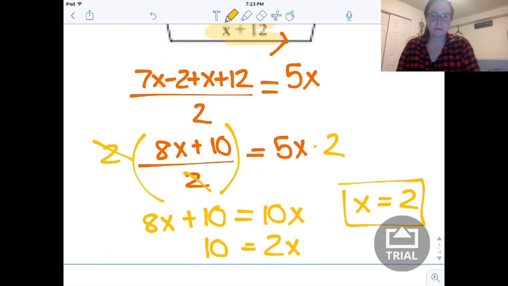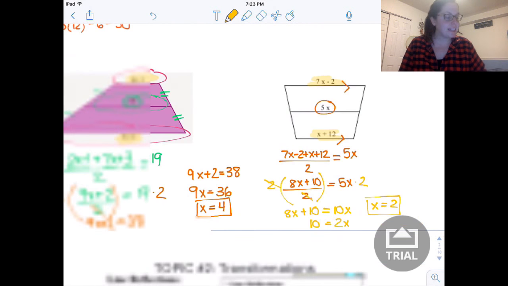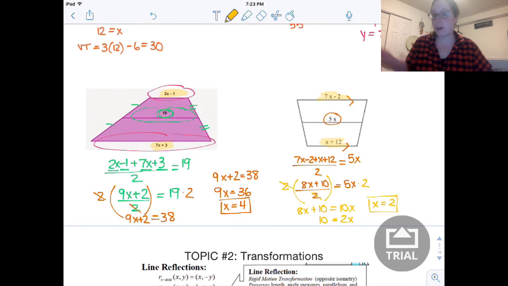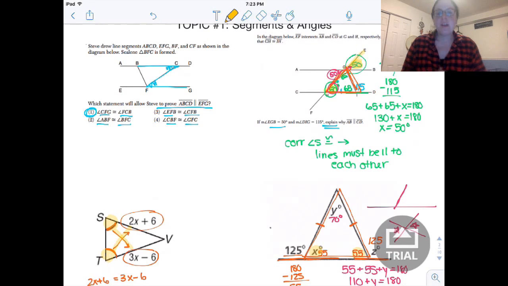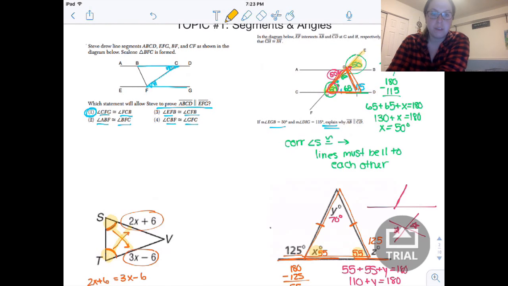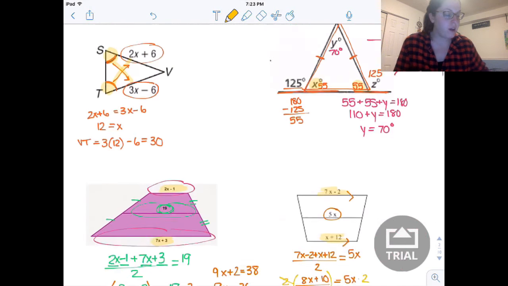Okay, that is it for what I wanted to cover just tonight with segments and angles. That is a smaller topic and one we've been doing since really Unit 1 for the most part, but it's one that we get tripped up on. So we're going to move on to transformations.